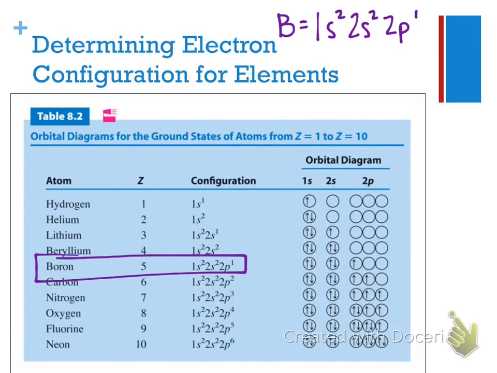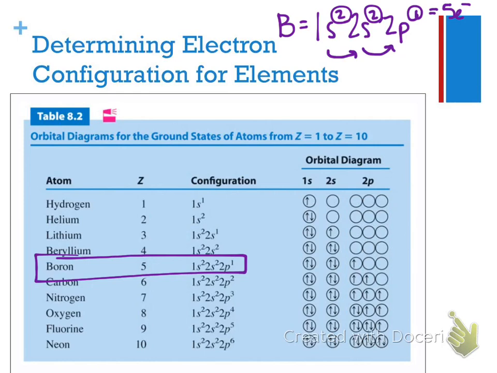So to get to that point, we had to fill our 1s orbital, right? And we said 2 electrons can fit in an s orbital. Then we moved down to the 2s orbital, and 2 electrons can go in there. And then we move to the 2p orbitals. Boron is the first element in that block, so only 1 of its electrons is in a p orbital. The way you check that is boron's atomic number is 5. 2 plus 2 plus 1 equals 5 electrons total.